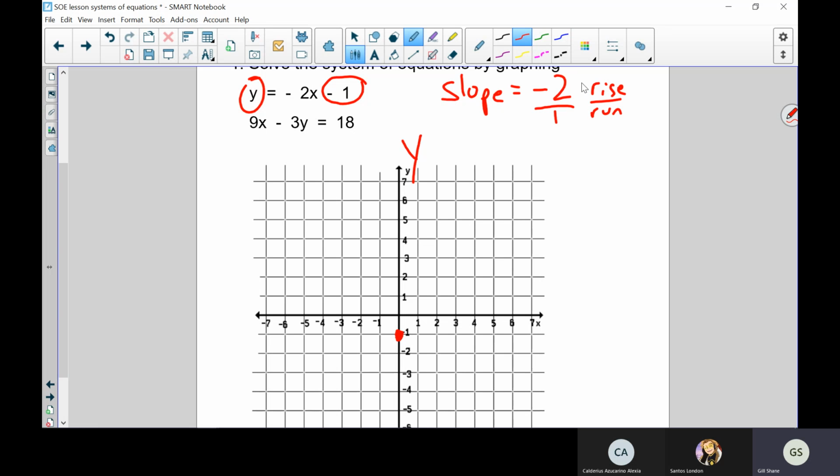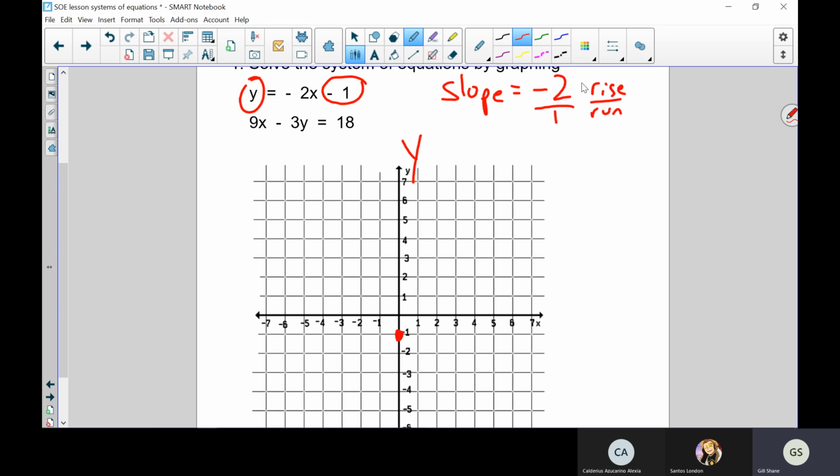So now I ask myself, all right, which direction do I need to go? I start here. Don't start at the origin. Some people are still going back to the origin. We're trying to find our second point, so we want to start at our first point, which is the one on the y-axis. So start at the point you already have.